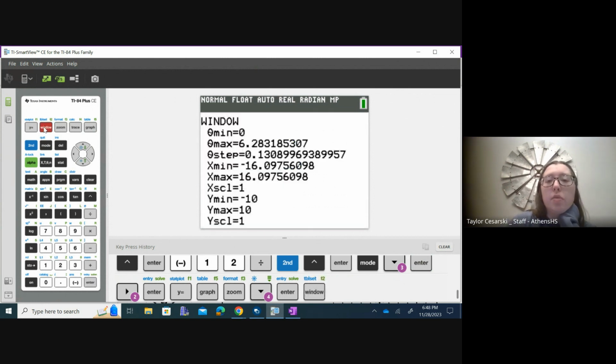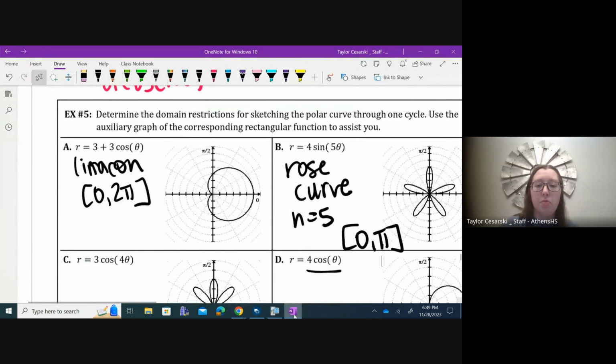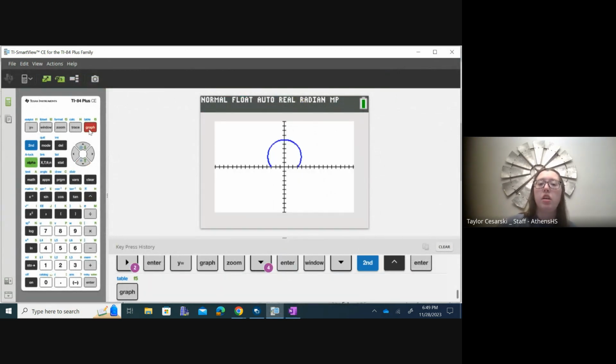All right, so if you go to my window right here, we said that this was 3 plus 3. That should be in the interval 0 to 2 pi. It's done that for you. Let's say if I change this to pi and I graphed, notice you would not see the whole curve.